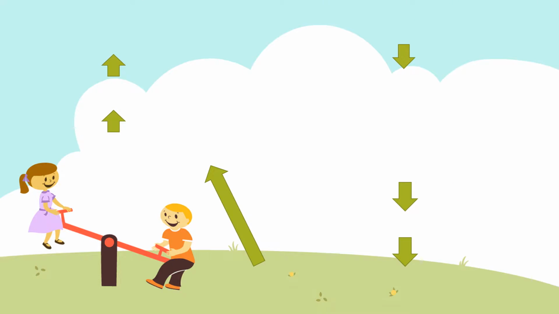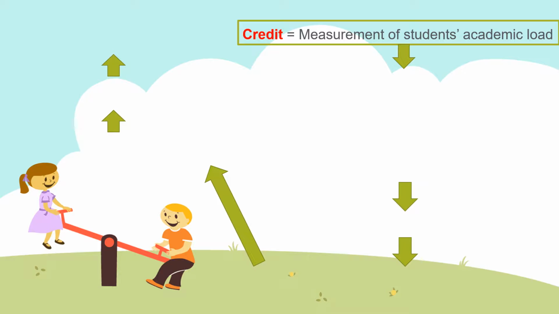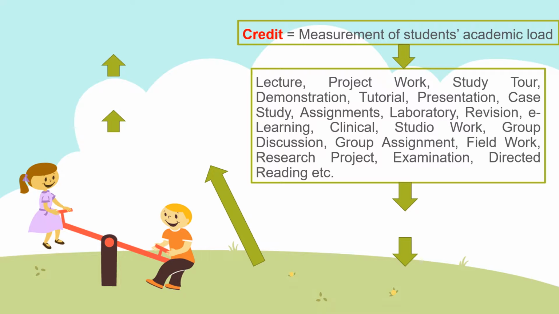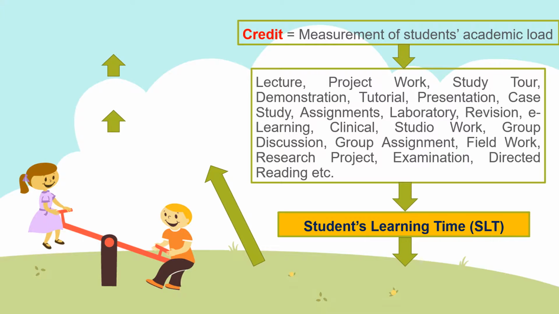Now, let us look at the flow of the constructive alignment principles to make you understand better. First is the credit, which is the measurement of students' academic load. The academic load includes all the learning activities such as lecture, project work, study tour, demonstration, tutorial, presentation, case study, assignments, laboratory, examination, directed reading, fieldwork, and so on. All these learning activities will be calculated as students' learning time, or SLT.